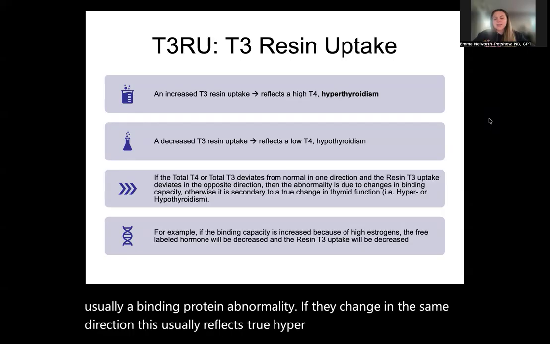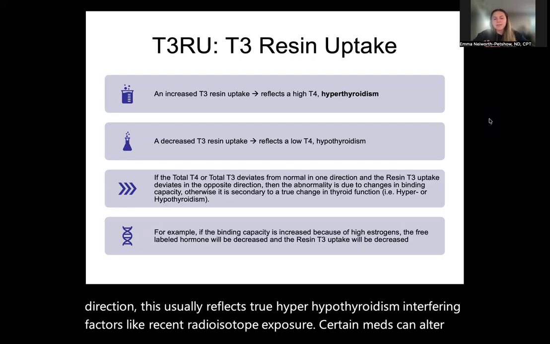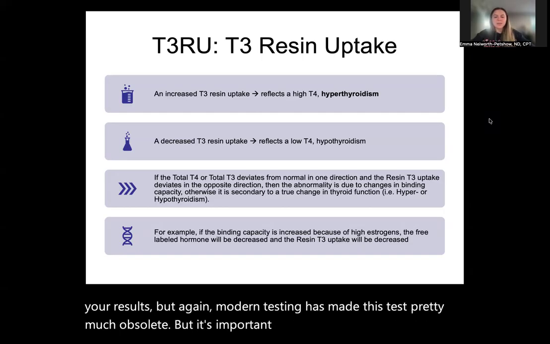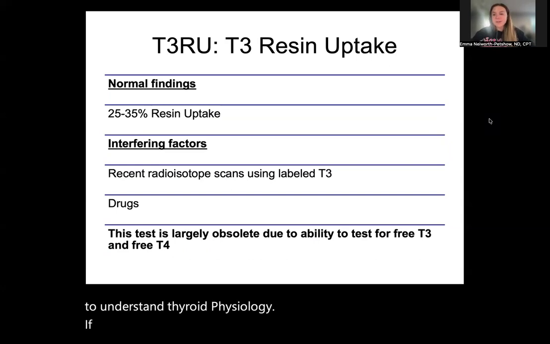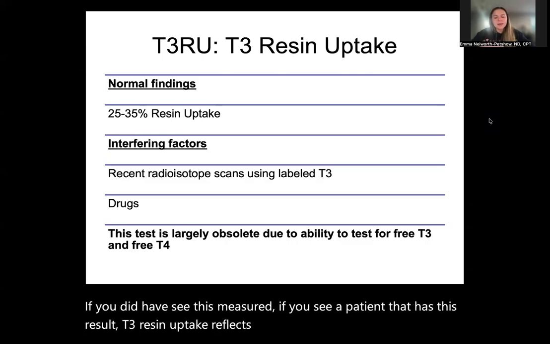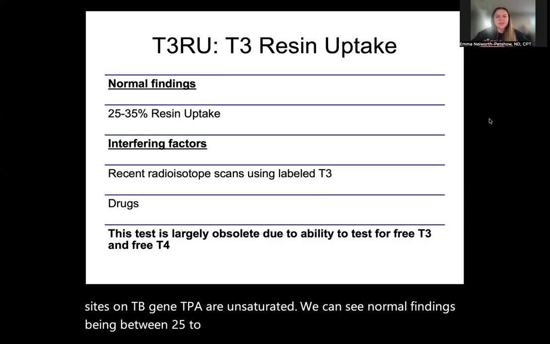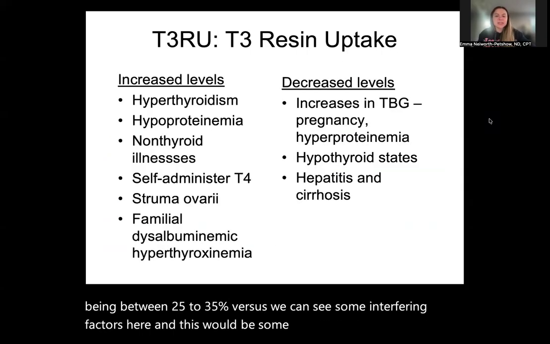Interfering factors like recent radioisotope exposure and certain meds can alter your results. But again, modern testing has made this test pretty much obsolete, but it's important historically and it's important to understand thyroid physiology. If you see a patient that has this result, a T3 resin uptake reflects, again, how many thyroid binding sites on TBG and TBPA are unsaturated. We can see normal findings being between 25 to 35%, versus we can see some interfering factors here, and this would be some causes of increased versus decreased levels.